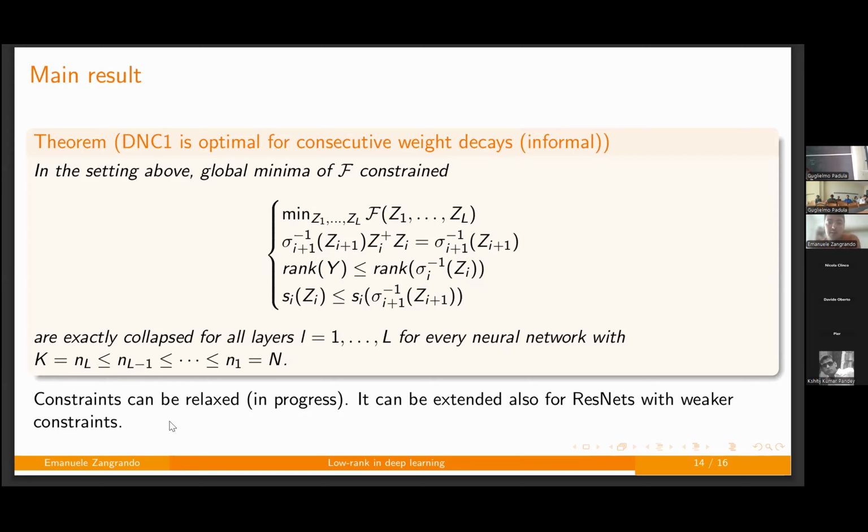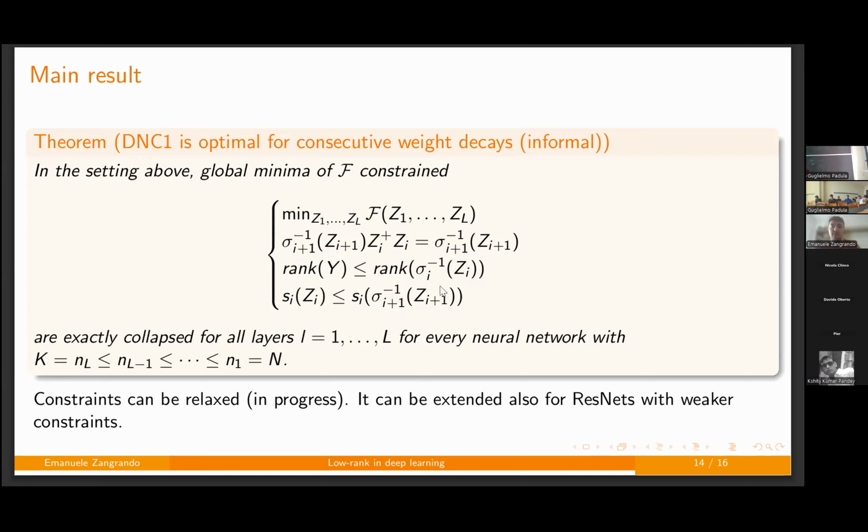And this can be relaxed also. The constraint can be relaxed, but it's work in progress, as already mentioned. And these results here can be extended in an even simpler way for ResNets, even with weaker constraints. You can get rid of the majority of the constraints, essentially just leaving the natural constraint on the representability. And for ResNets, it's already true.